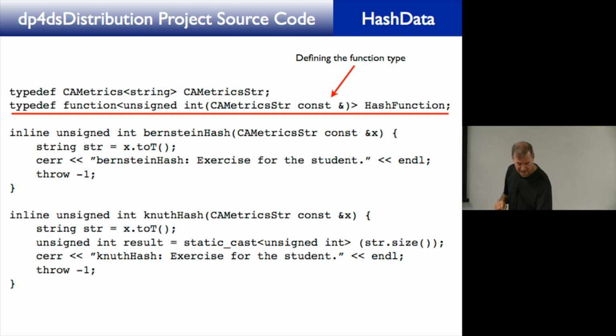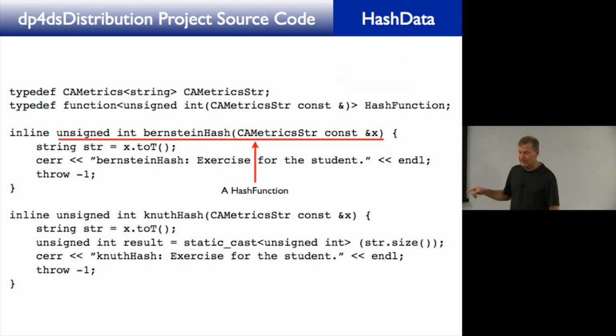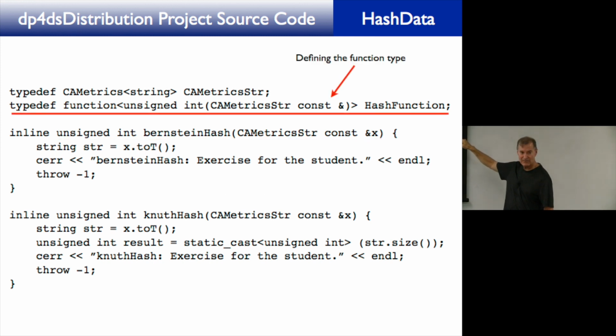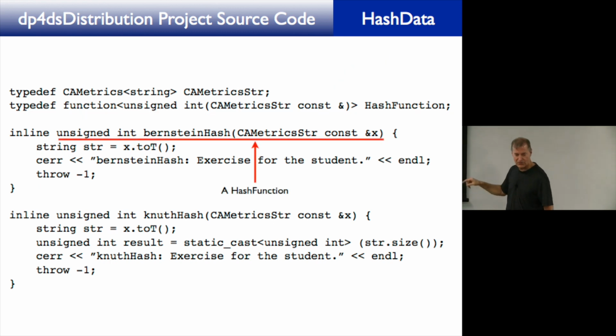And now look here. This Bernstein hash is a function that has the same what? The same specification that this type has, because this specification says what's in the parameter list. What does it return? An unsigned int. Bernstein hash returns an unsigned int. Does everybody see? So this is a hash function. And what's another hash function? Knuth hash. Are you with me? So we have these two different functions that we want to be able to execute at will.